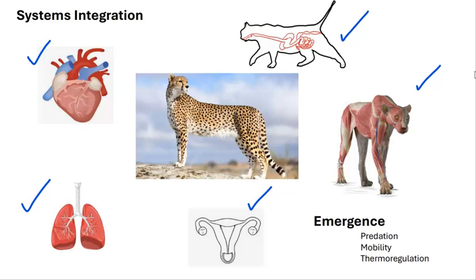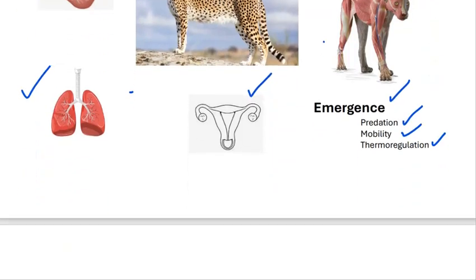But of course, to be a cheetah and to have all the properties of being a cheetah, these systems need to be integrated together. And through that integration emerges the biology of the cheetah, which manifests itself in its predatory behavior, its magnificent mobility, and then of course some of its physiological characteristics such as thermoregulation. So how is this system integration achieved?